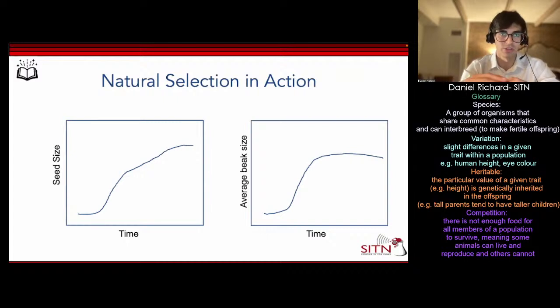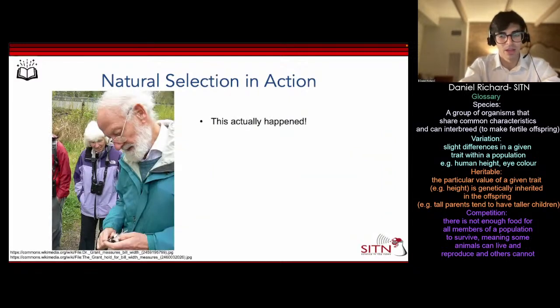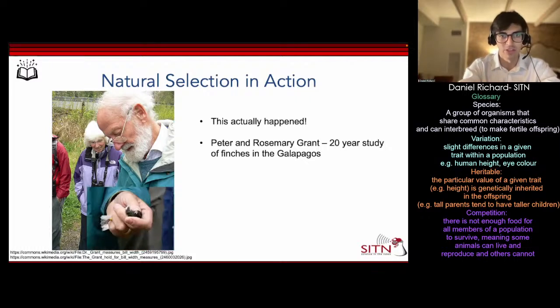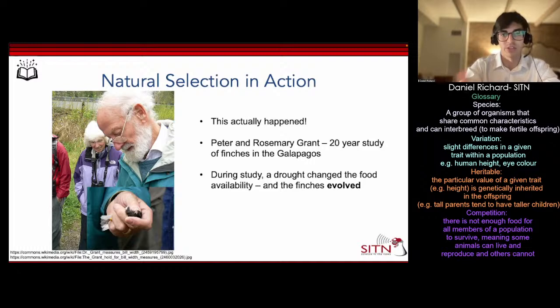So this is all sort of interesting, but it's not just a cartoon example necessarily, in that this actually happened. There were two researchers, Peter and Rosemary Grant, who went down to the Galapagos and for 20 years were capturing finches as pictured here and just measuring their beak sizes. And as they were doing this study on the island that they were on, there was a drought. And so the drought changed the food availability of seeds of different sizes.